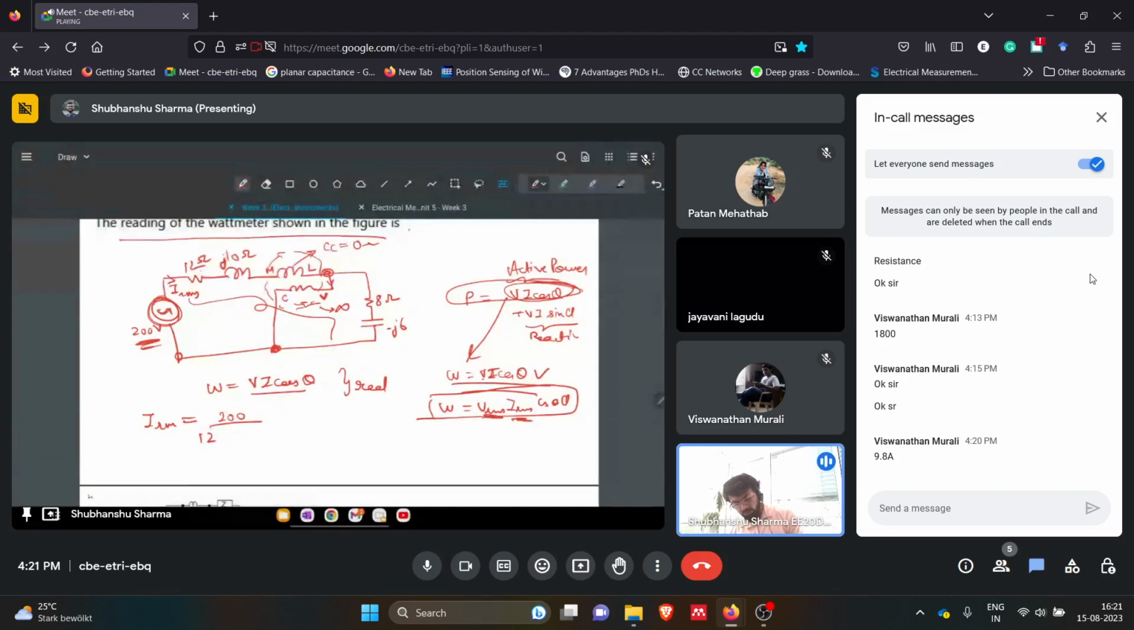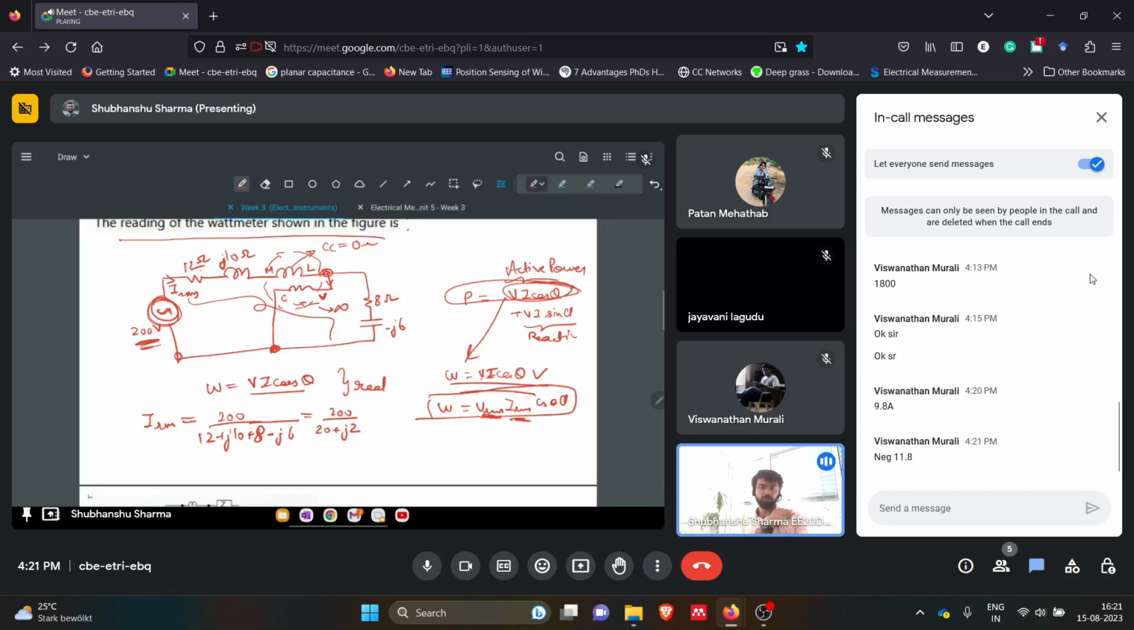So now the total impedance of the circuit will be what? 12 plus j10 plus 8 minus j6, simple. So this will be 200 divided by 20 plus j2. Normally you will have your scientific calculator, negative 11.3, yeah, 11.3, it's fine, that is the phase of that. But that is current, we need power, we need the meter readings. Okay, you are on the right track. So Irms will be 200 by 20 plus j2. So this is the current in the circuit.